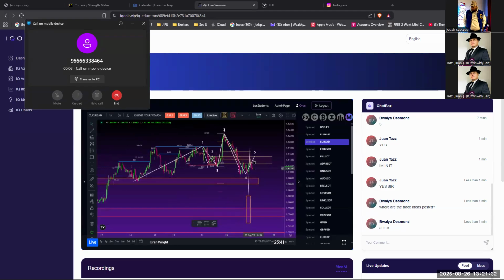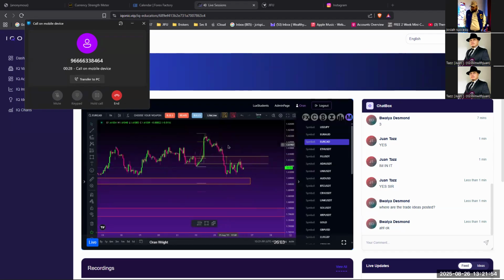Yes, I remember this one. This market did exactly that. Let me clean this up a little bit. I know sometimes it may look a little messy, but if you were on the session yesterday, it made sense. If you were not on the session, then this won't make sense.